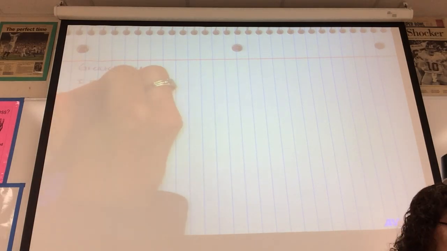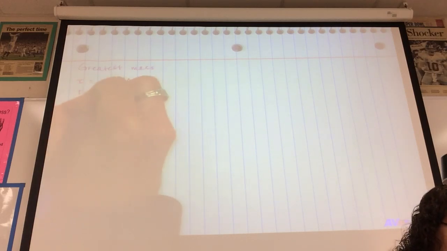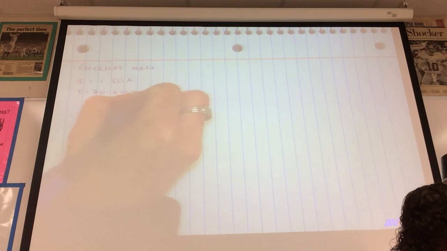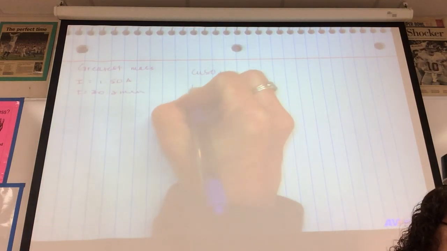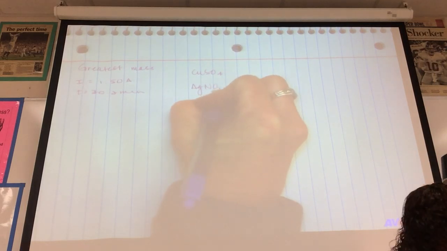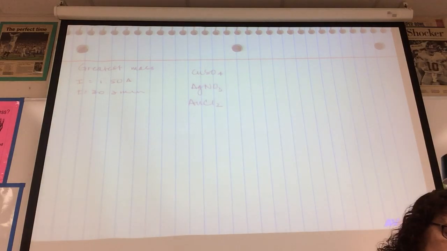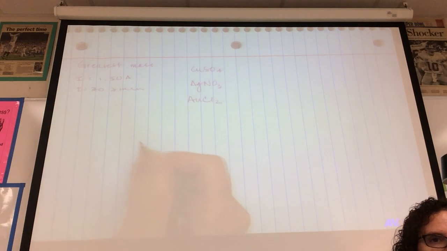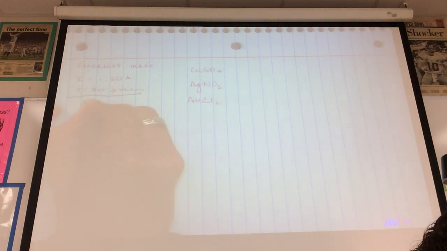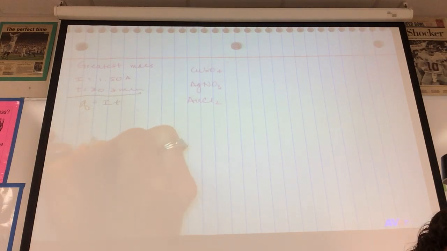You've got a current of 1.5 amps and a time of 30.2 minutes. And we've got copper 2 sulfate, we've got silver nitrate, and we've got gold 2 chloride. Is the Q the same for all of them? Yes, because Q is equal to IT. So the amount of coulombs does not change. You'll have some Q which is the same for all.